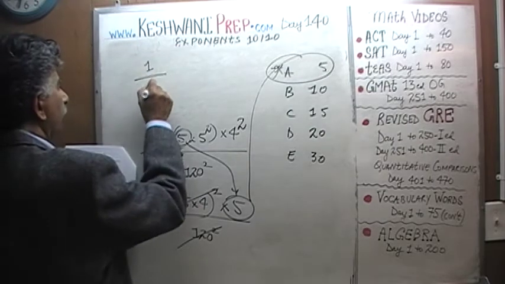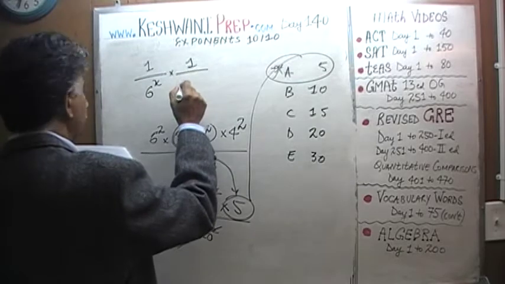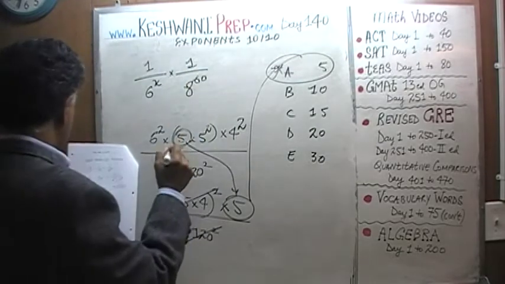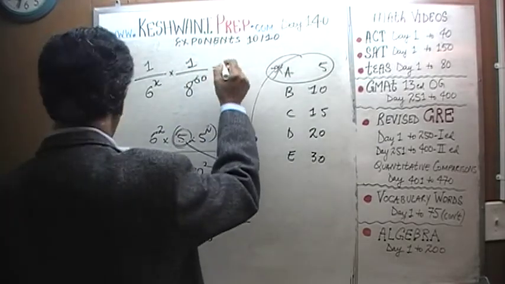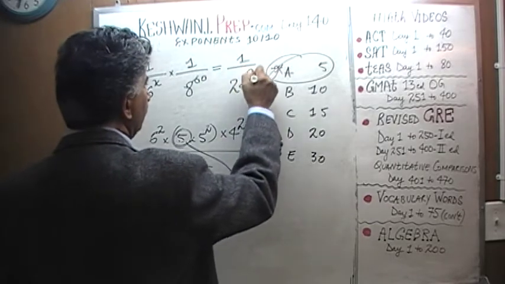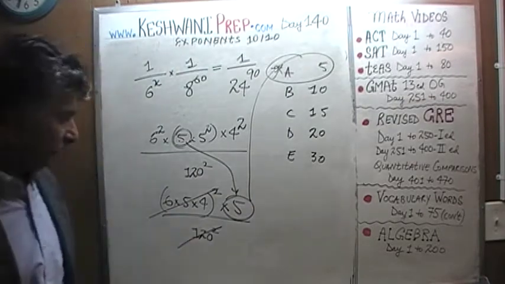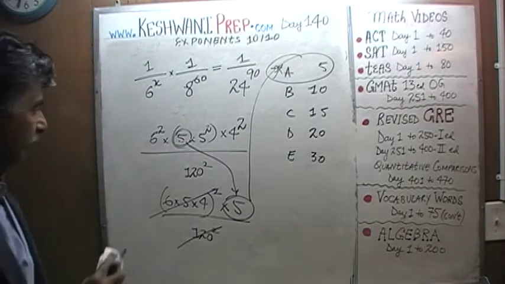1 over 6 raised to x times 1 over 8 raised to 60, we are told, equals 1 over 24 raised to 90. I'm going to erase all of this now. We don't need it. You had plenty of time to take it down.